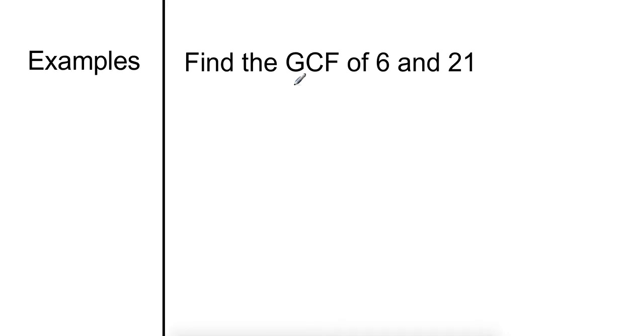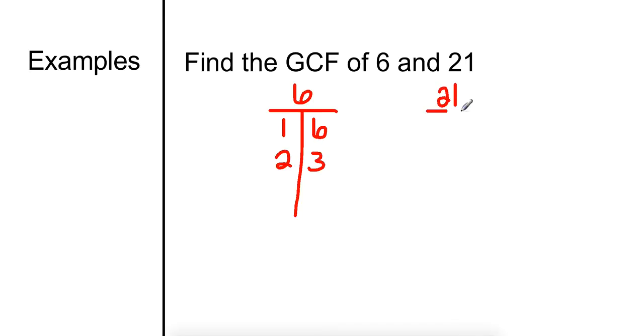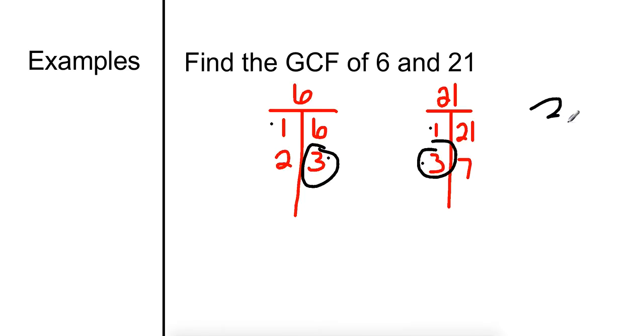All right, welcome back. Let's take a look. So the greatest common factor. I first have to find each of the factors. So that'd be 1 and 6 and 2 and 3. In 21, it would be 1 and 21 and 3 and 7. Okay, so now let's find what they have in common. They both have a 1 and they both have a 3. It doesn't matter which side of the T-chart, just that it's there. So the greatest common factor of 6 and 21 is 3.